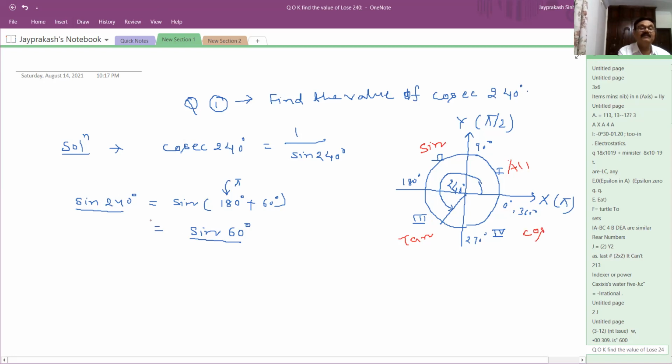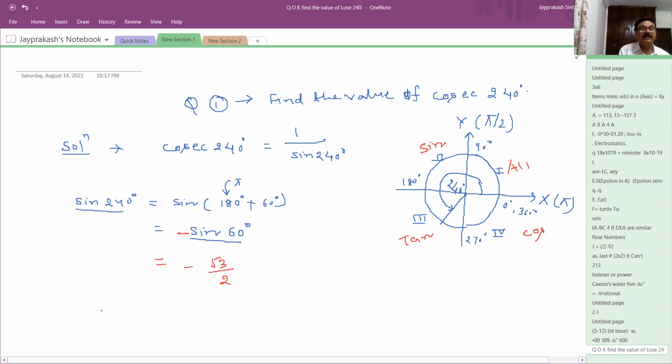This sine 240 degree will be equal to the value of minus sine 60 degree. So this is minus sine 60 degree. What is the value of sine 60 degree? We know already, sine 60 is equal to root 3 by 2, so it is minus root 3 by 2.